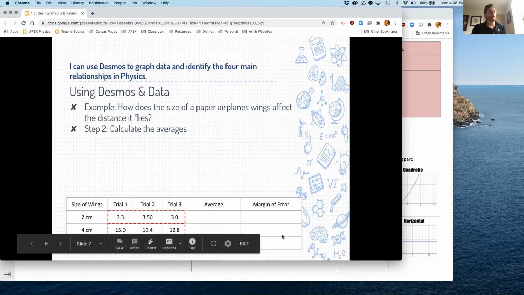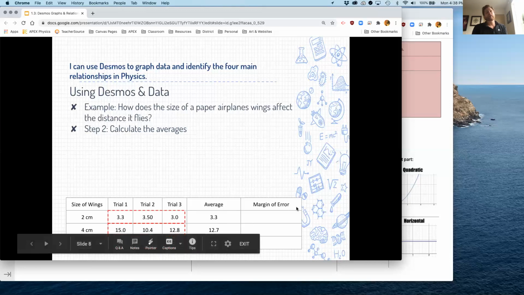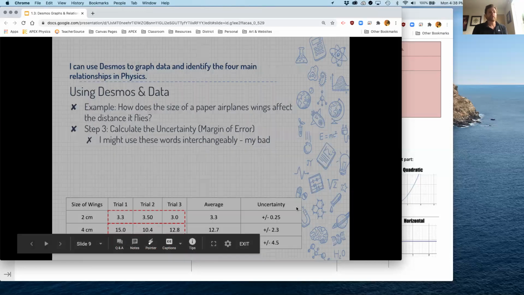Margin of error. So next thing is I'm going to calculate my averages. We talked about this last class: 3.3 plus 3.5 plus 3.0 equals, and then divided by 3. So I got my averages, and then the margin of error, AKA the uncertainty, same thing.